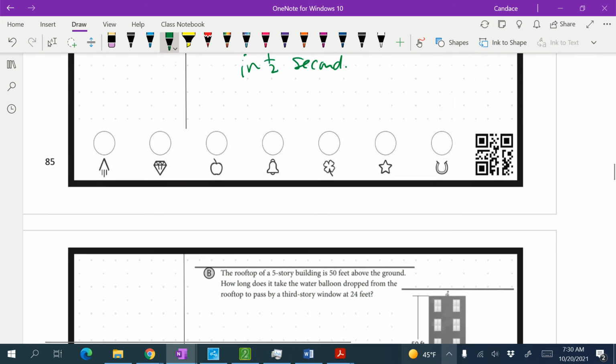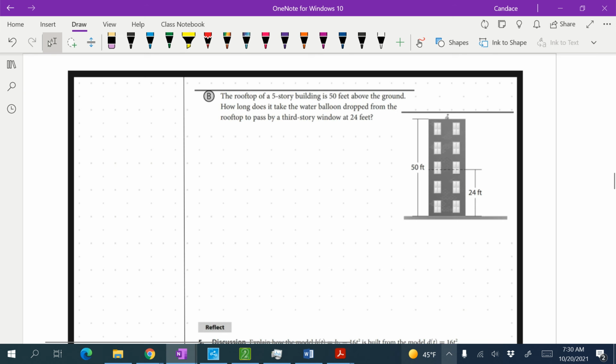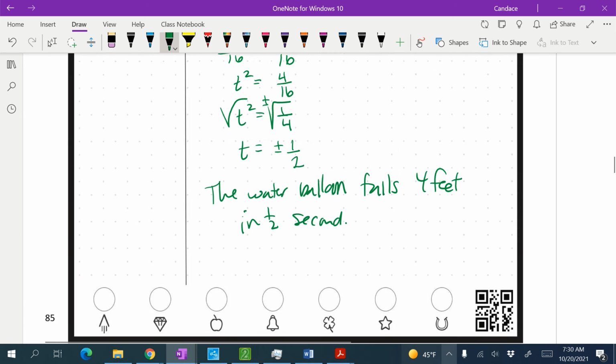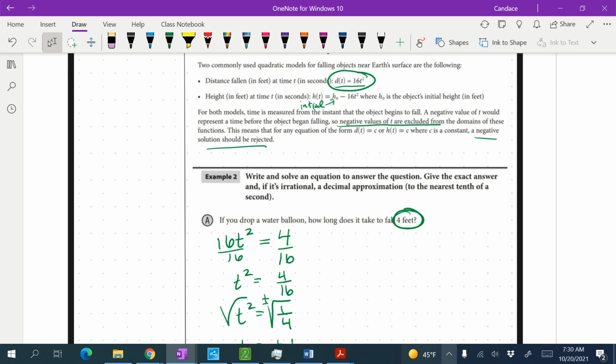Let's take a look at part B. The rooftop of a 5-story building is 50 feet above the ground. How long does it take the water balloon dropped from the rooftop to pass by the 3rd-story window at 24 feet? So now we're actually dealing with a height. This is an initial height. They want us to figure out something at a height of 24 feet. So we're going to use the second equation, the one in terms of height: h of t equals h sub 0 minus 16t squared.